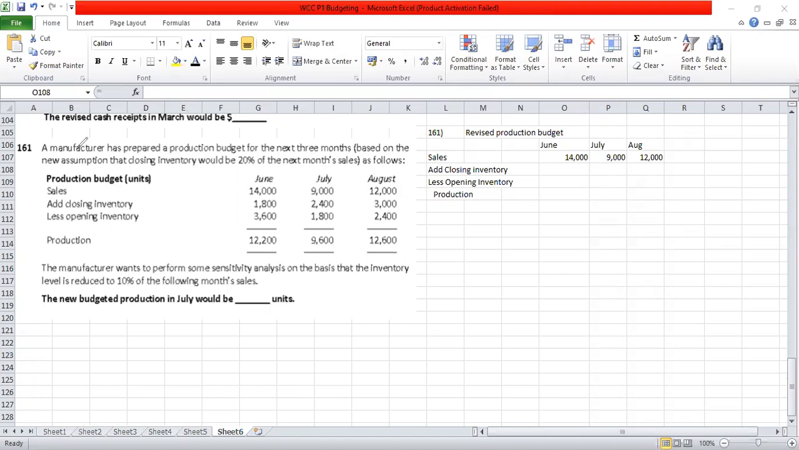A manufacturer has prepared a production budget for the next 3 months based on new assumptions that closing inventory would be 20% of the next month's sales, as follows. The manufacturer wants to perform sensitivity analysis on the basis that the inventory level is reduced to 10%.